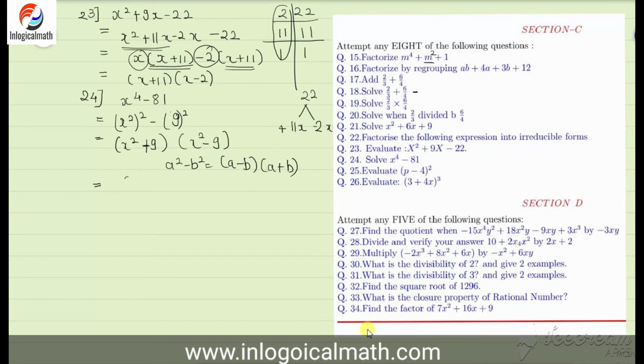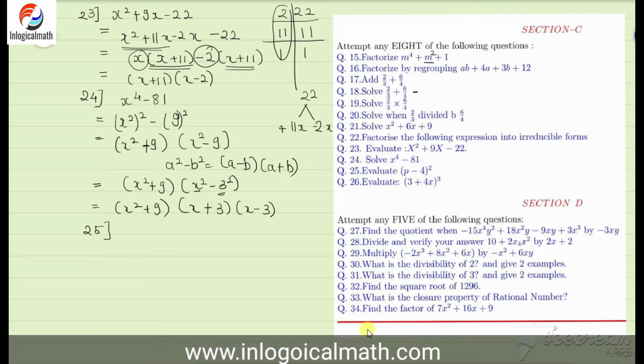Now similarly apply the same formula again to x square minus 9. We can write this as x square minus 3 square. Here a is x and b is 3. So we can write it as x square plus 9, and x plus 3, x minus 3. So the factors of x raised to 4 minus 81 are x square plus 9 in one bracket, x plus 3, x minus 3. Now the 25th question number.